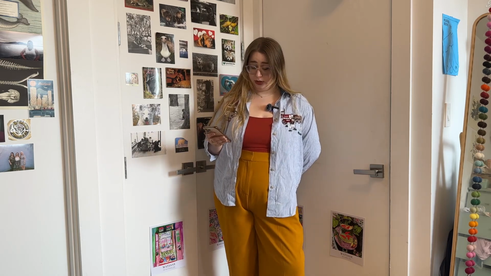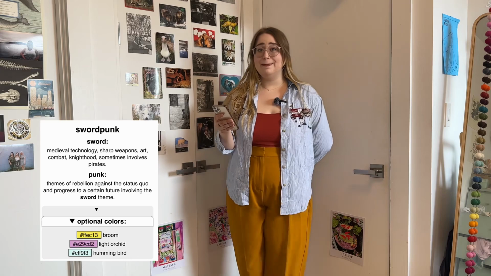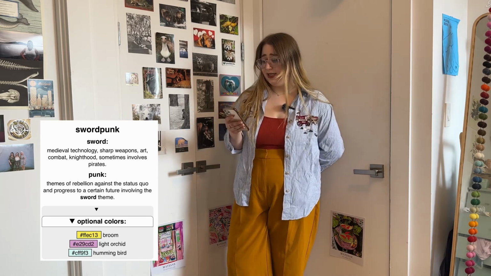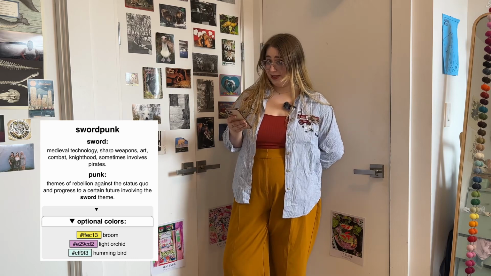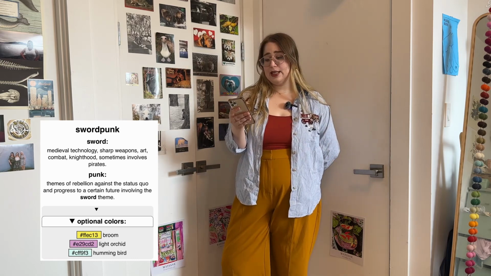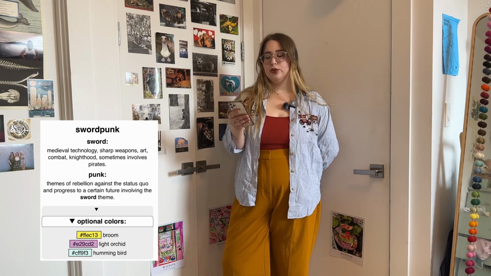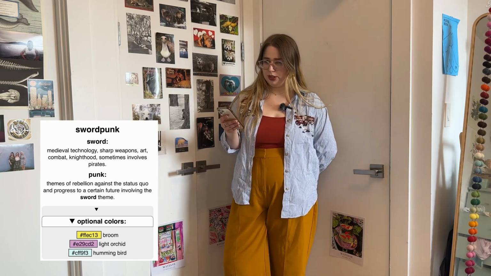So the website that I'm using is on perchance.org. Really, when you Google random aesthetic generator, it's the first thing that comes up. And so the first thing that I generated is sword punk, which it describes as medieval technology, sharp weapons, art, combat, knighthood, sometimes involves pirates. Punk, it says, themes of rebellion against the status quo, progress to a certain future involving the sword theme.